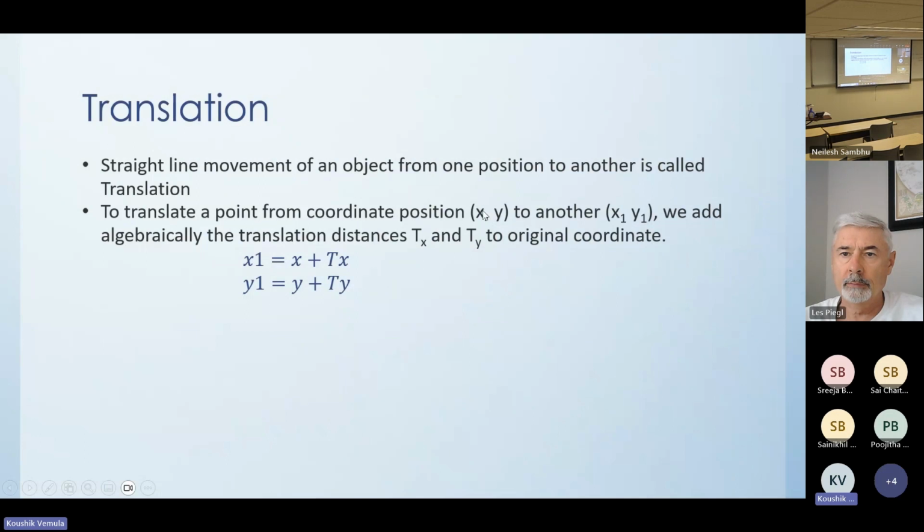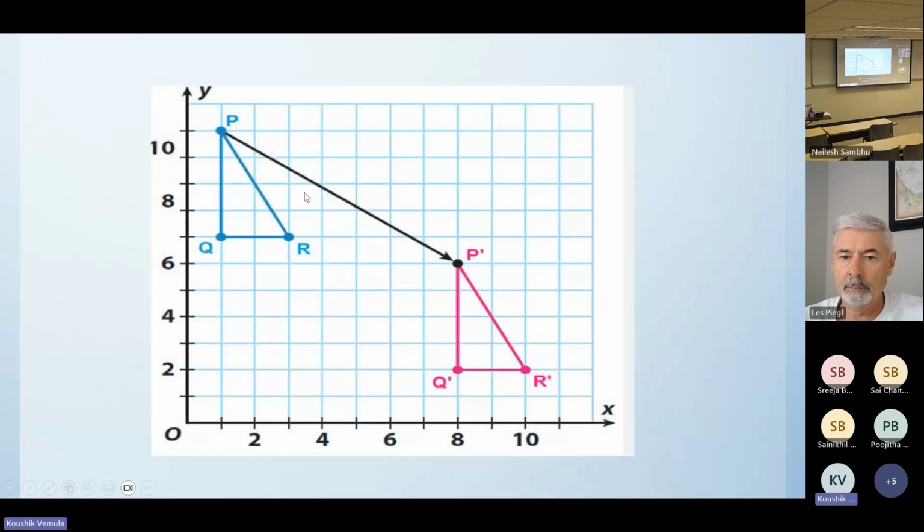If we are trying to translate a point (x, y) to (x1, y1), we do it using the equations x1 equal to x plus tx, y1 equal to y plus ty. Here's an example of a triangle showing a translation with tx being plus 7 and ty being minus 5. As you can see, we are shifting the points P, Q, R to P dash, Q dash, R dash respectively in a straight motion, and the distances are the same for all.